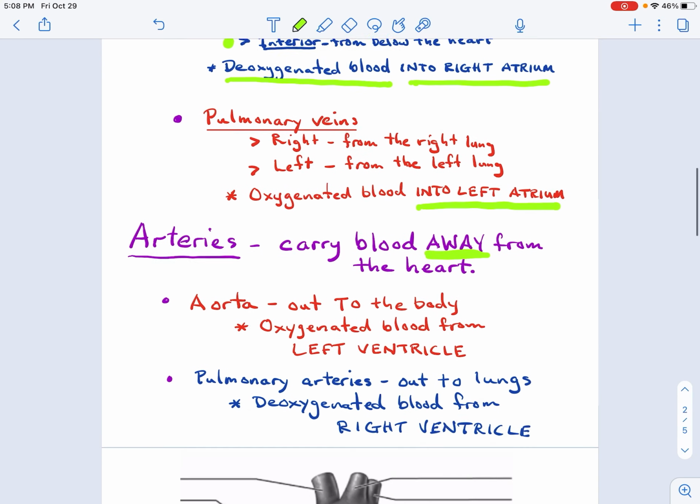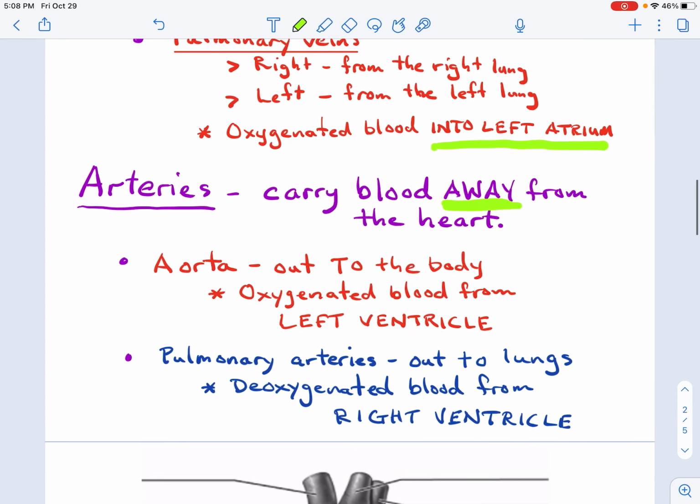We look at the arteries. There's also two categories of arteries. We have the aorta and we have the pulmonary arteries. Remember that arteries are carrying blood away from the heart. The aorta takes the blood away from the heart out to the body. That's oxygenated blood coming from the left ventricle going out to the body. The body, as we know, needs the oxygenated blood. The aorta is the vessel that provides the oxygenated blood.